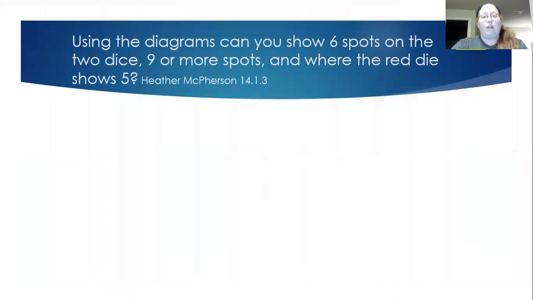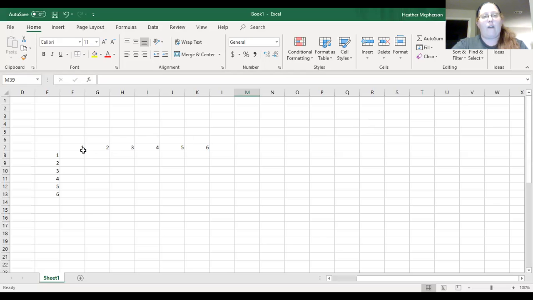So by using the diagrams, can you show 6 spots on the 2 dice, 9 or more spots, and where the red die shows only 5? Well, before we can do that, we are going to have to make the diagrams. And so what we'll do is we're going to go to Excel. And here I already have the 6 die kind of started the table already. So this top one right here is going to be our red die.